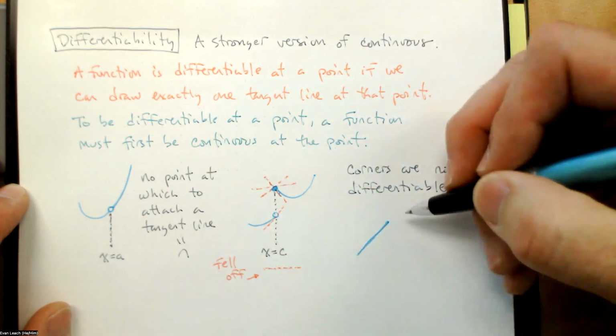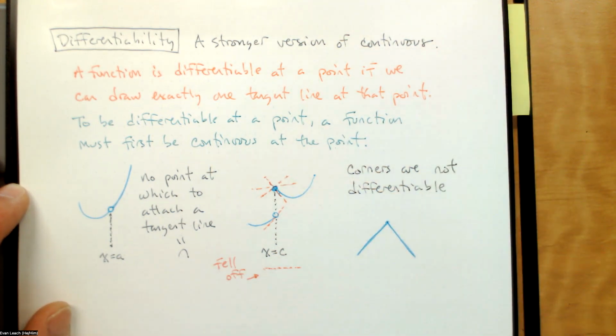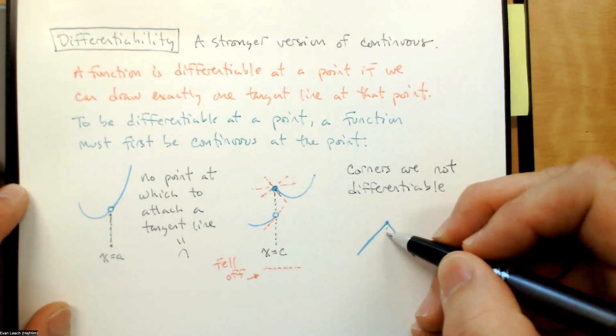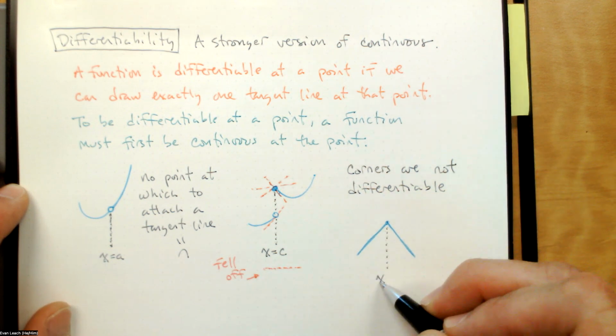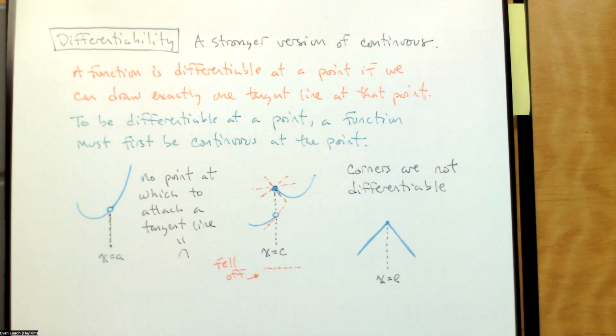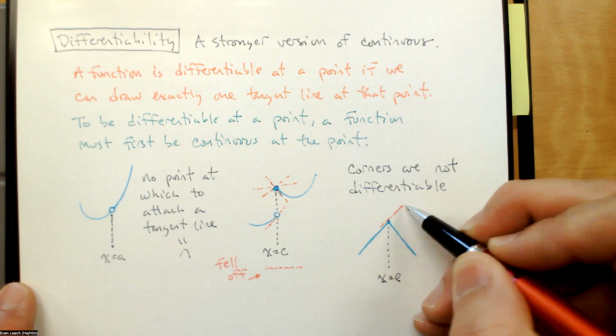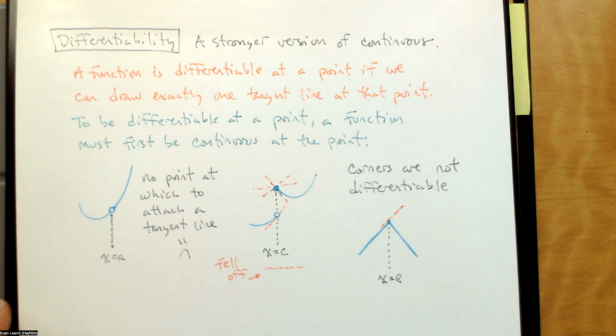Like we saw in the previous example, we have a function that's continuous. Our function is continuous at E, but it's not differentiable at E. Which slope do we use? The slope going into the point? Or the slope coming out of the point?